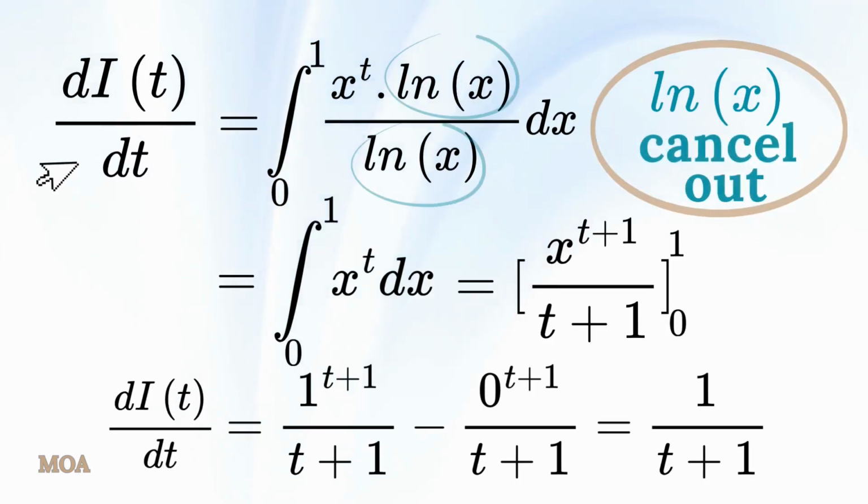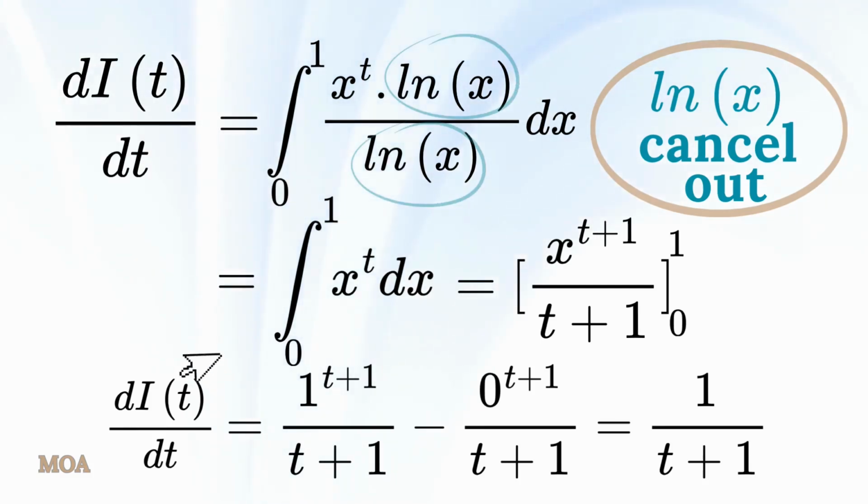Substituting this back into the integral, we obtain the derivative of I with respect to t equals the integral from 0 to 1 of the quantity x^t multiplied by the natural logarithm of x, all divided by the natural logarithm of x, with respect to x. Then, the natural logarithm of x in the numerator and the natural logarithm in the denominator cancel out, leaving only x^t dx.